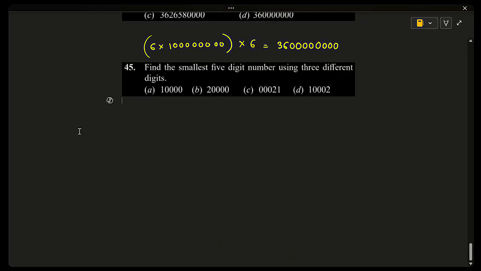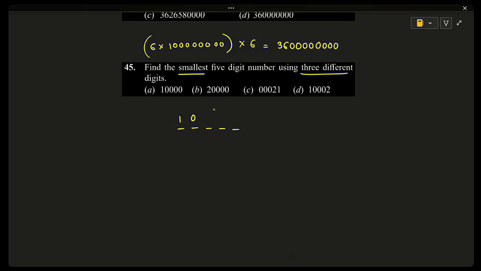Forty-fifth question. Find the smallest 5-digit number using 3 different digits. So 1, 2, 3, 4, 5. 5 digits we have to fill, and the conditions are it should be smallest and it should have 3 different digits. So anyhow, we cannot start with digit 0. By the next greater one, 1 we can start.